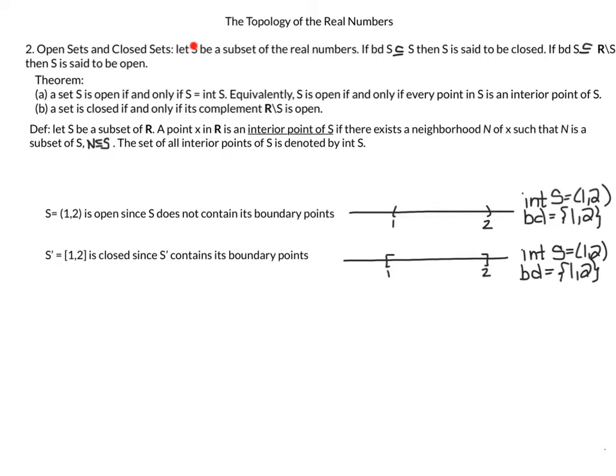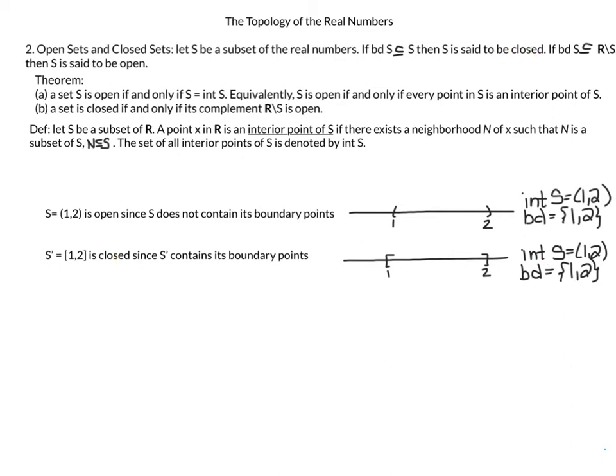So first we'll look at this definition of open and closed set. If the boundary is contained in S, then S is closed. Otherwise, it's open. So let's look at this set here. Does S contain its boundaries 1 and 2? It does not, because S is open. So we consider this an open set. So here, the boundary is {1, 2}. In this case, S does include the points 1 and 2. So by this definition, S is closed.